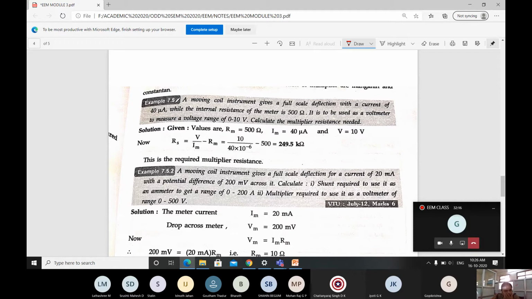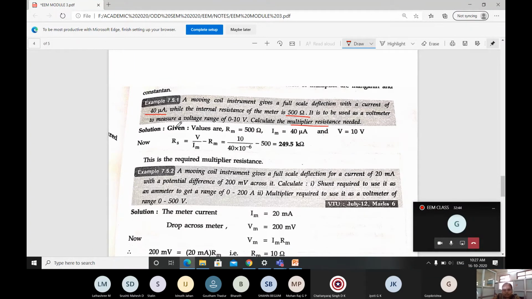Okay, we'll go with the first problem. A moving coil instrument gives a full scale deflection with a current of 40 microamps while the internal resistance of the meter is 500 ohm. It is to be used as a voltmeter to measure a voltage range of 0 to 10 volts. Calculate the multiplier resistance needed.